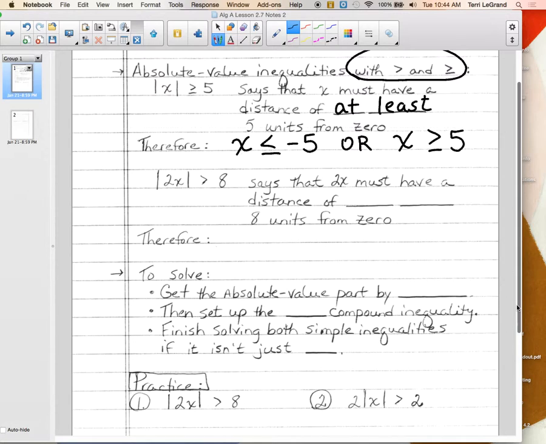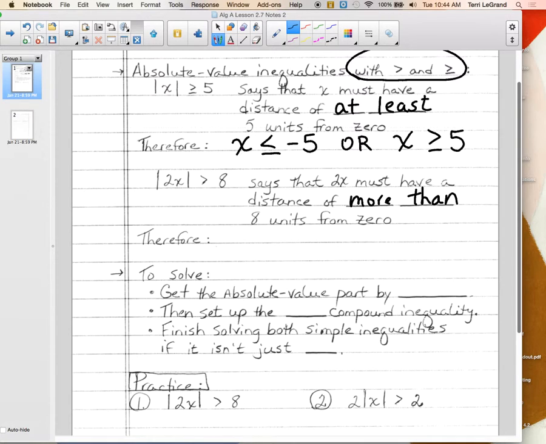That says 2x, because that's what's inside the absolute value bars, must have a distance of what? Can it be 8? No. It says absolute value of 2x is greater than 8. So this means distance. Anything above 8. So a distance of more than 8, do we say? Okay, so a distance of more than 8 units from 0.